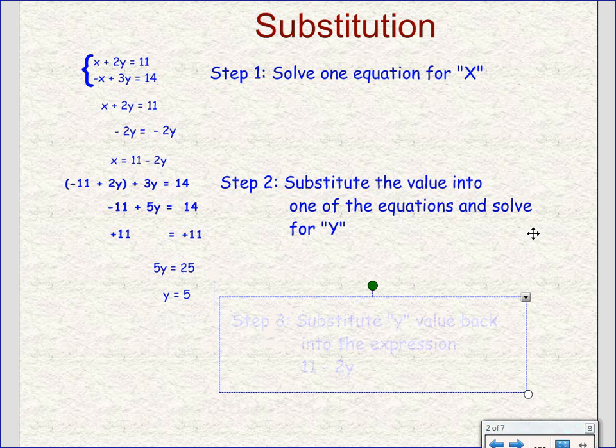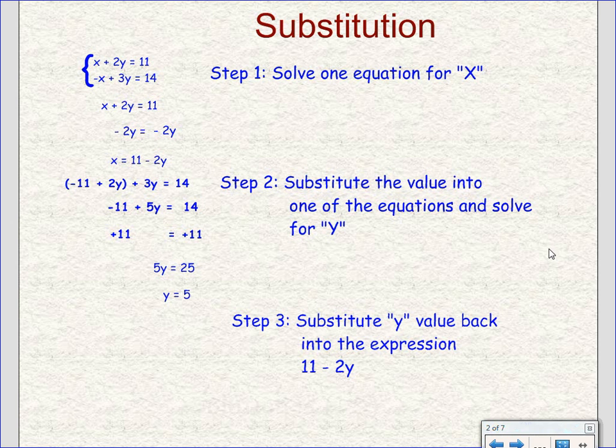And now that I have a value for y, I can sub back into my original expression for x, where everywhere I see y, I can sub 5. So I'm going to substitute 5 for y. x now becomes equal to 11 minus 2 times 5. We know that 2 times 5 is 10, so x becomes equal to 11 minus 10. 11 minus 10 leaves us with 1. And the solution for our system is x equals 1 and y equals 5.